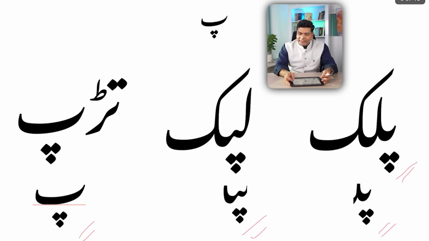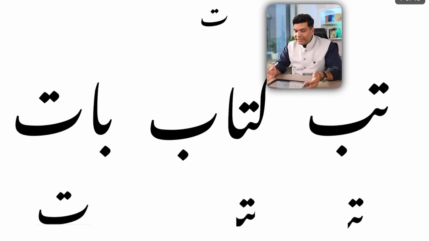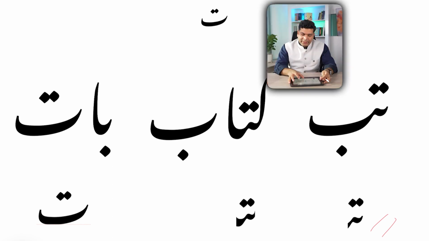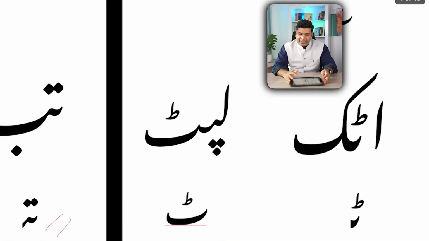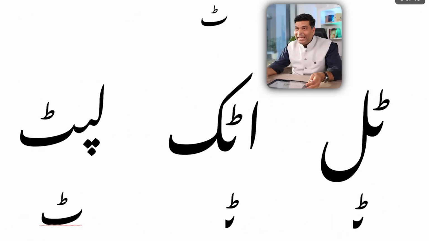A similar thing is applicable not just for Be and Pe, but also, for example, Te. The first word here that we see is Tab, it truncates. The second word here is Kitab, it truncates. So you find that there is a truncated Te. And the third word is Baat, where it retains its shape. You will find similar elements in the letter Te, which you can identify with this special symbol on top.